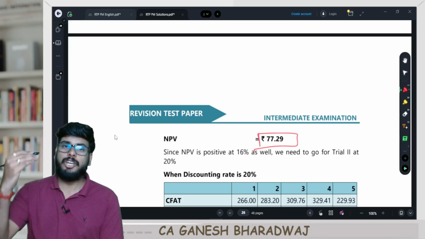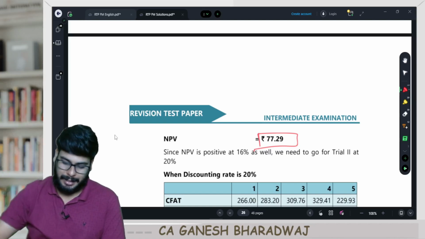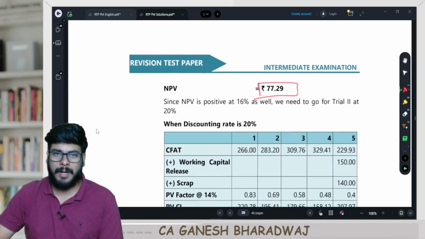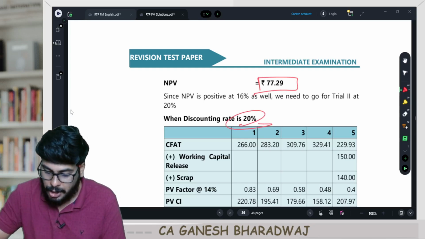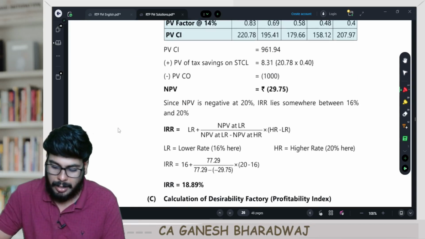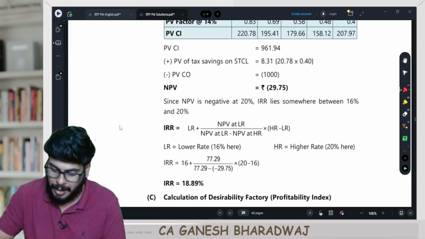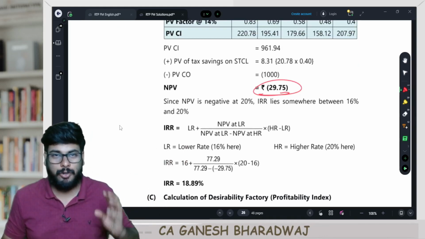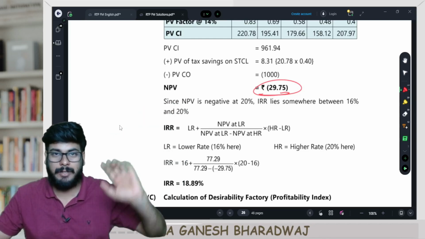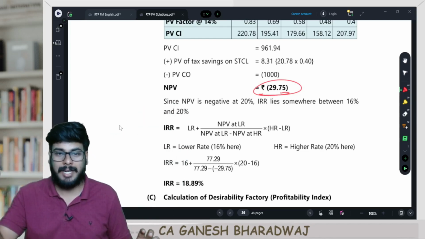What you need to do, you need to take one more trial that is higher than 16%. What is that? That's going to be 20%. So how do you know? It's given in the question, right? The next trial is 20%. So for 20% discount rate, you arrive at the NPV. It's coming out to negative 29.75. So now you know what to do. So at 16% you get a positive NPV, at 20% you get a negative NPV.